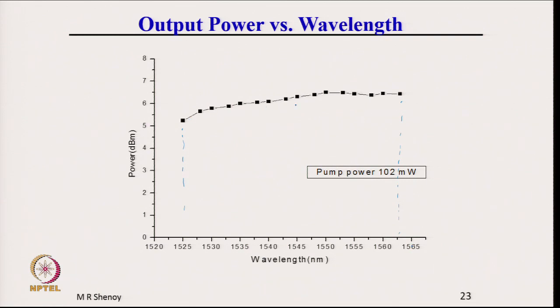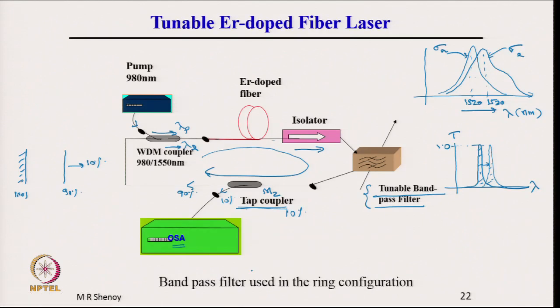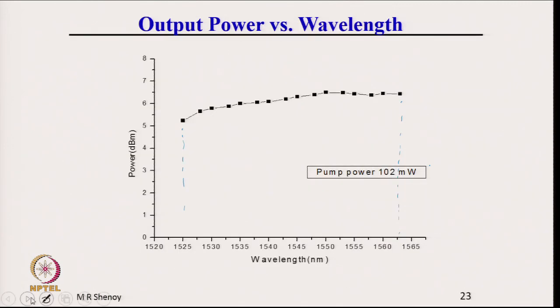This is the change in wavelength for the same constant pump power, but what we had done is we had used a band pass filter in the cavity as shown here, and by changing the band pass wavelength we could make the laser oscillate at different wavelengths. So, this is a tunable laser, same erbium doped fiber laser, but the output wavelength can be tuned over about 30 to 40 nanometers. All right.